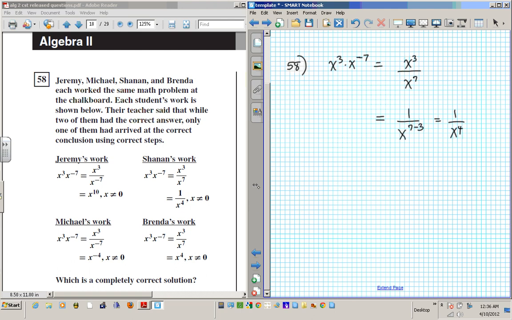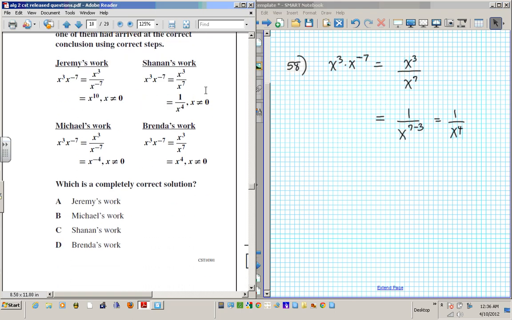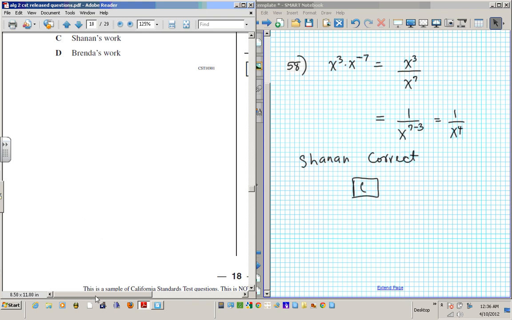Okay, she messed up because she took the bigger one to the smaller one, which makes no sense. The bigger one is the boss, right? So you always subtract the smaller one from the bigger one. All right, so the answer is 1 over x to the 4th. Shannon is correct. So that means our answer is C. All right, moving along. Let's take a look at question 59.